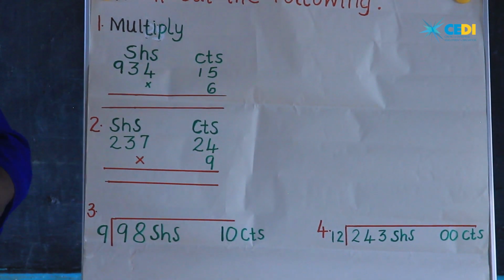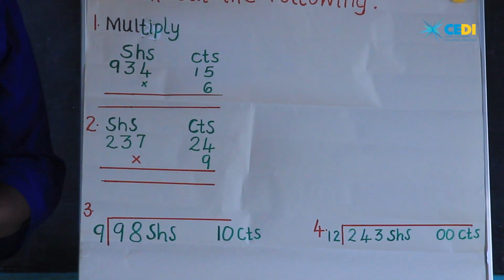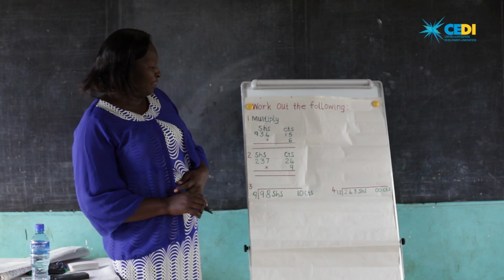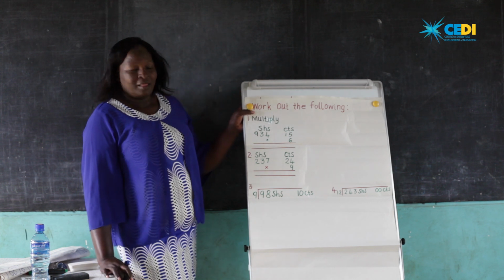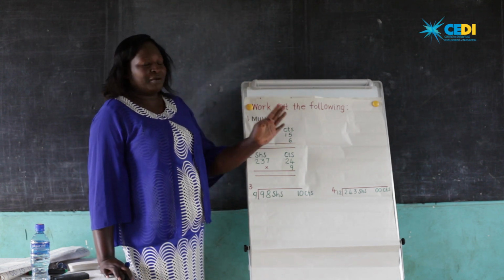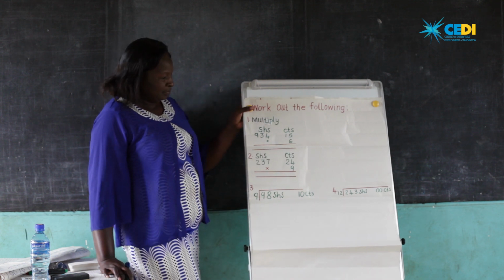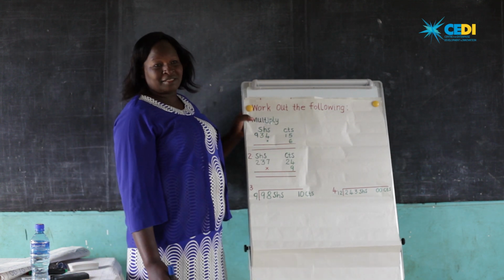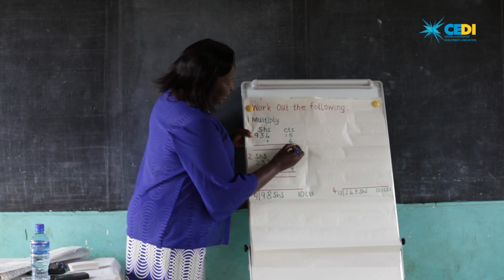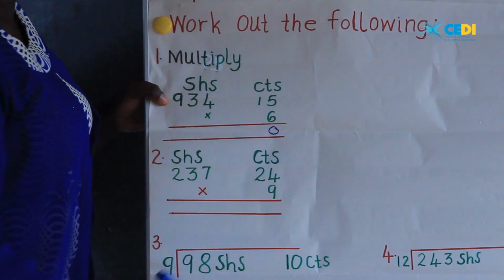You are very fast. So can we work out the first number together? Remember what I had said. Multiplication, we start from the cents side. So 5 times 6 is equal to 30. So we write 0 and we carry 3.